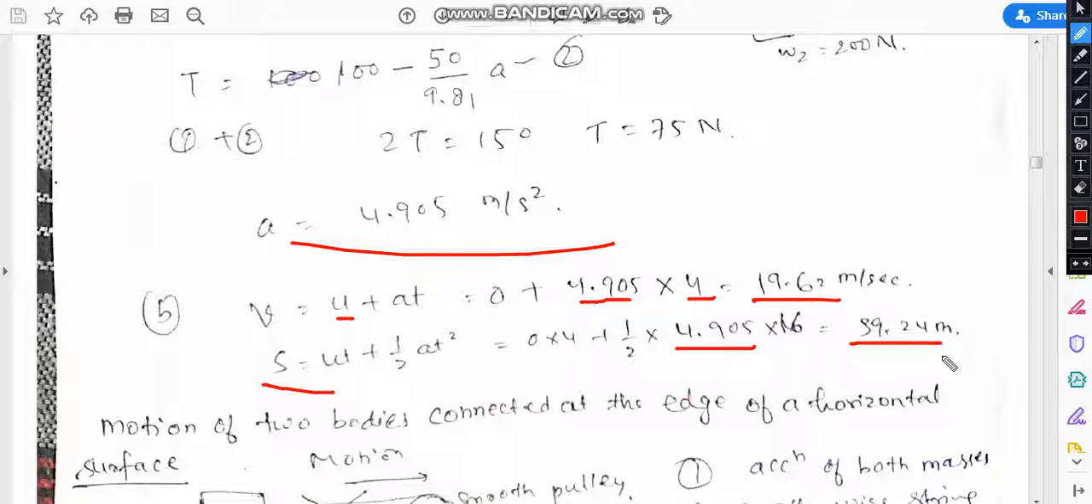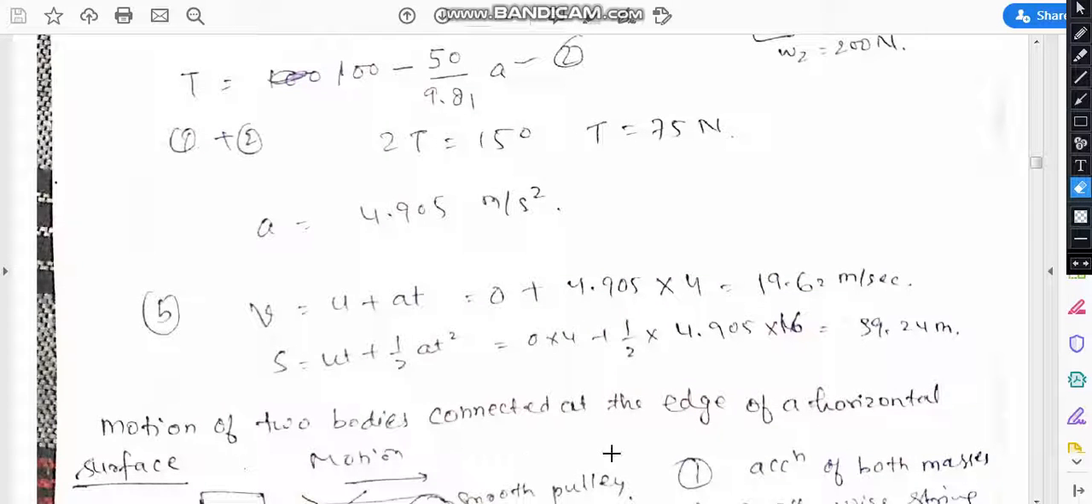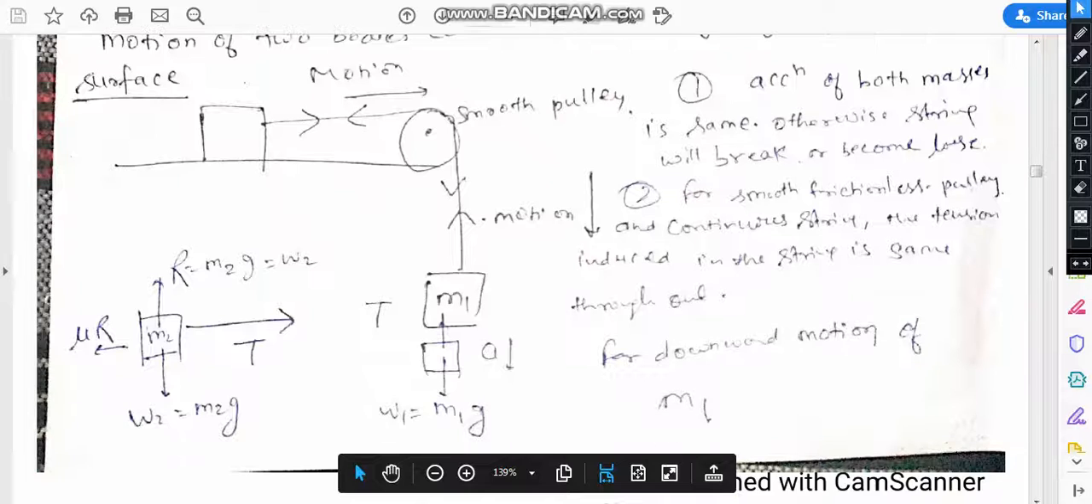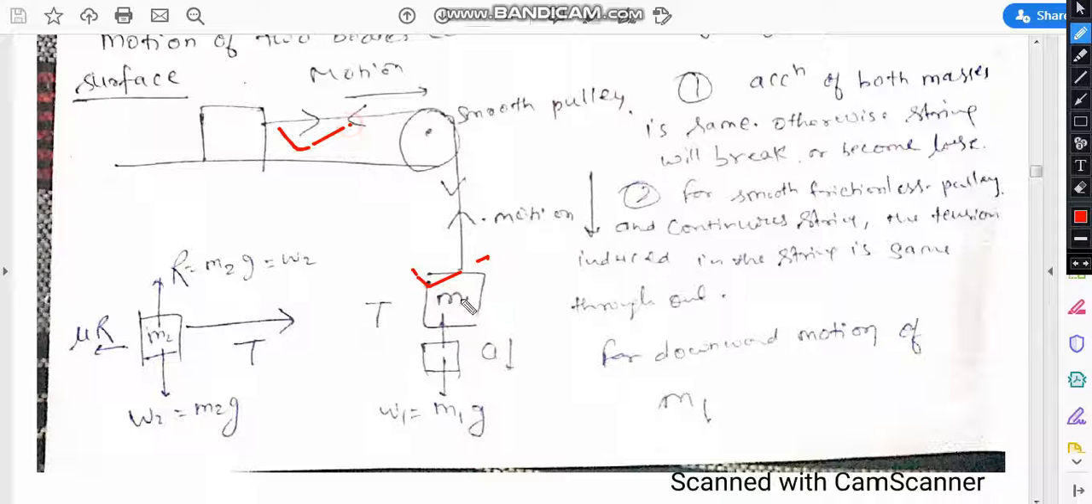Now the second part is the motion of connected bodies at the edge of a horizontal surface. How can we proceed to determine this? In this case again there are two objects, this and this. For this object, if it acts downward, meaning m1g is larger, then m1g minus T equals m1a.